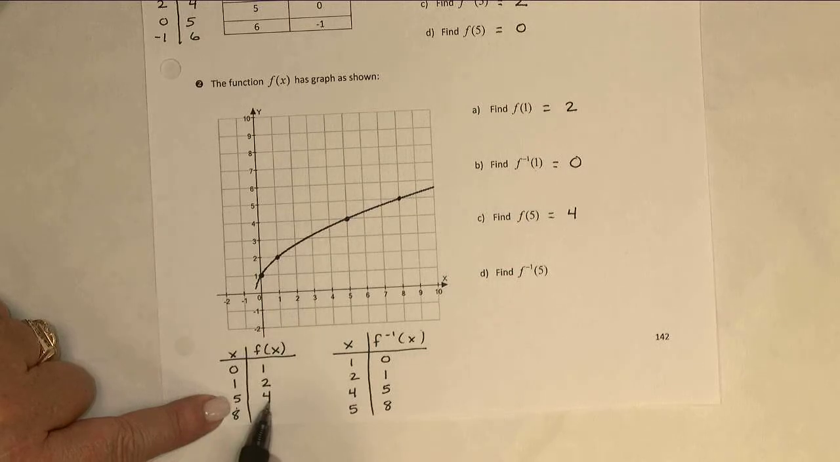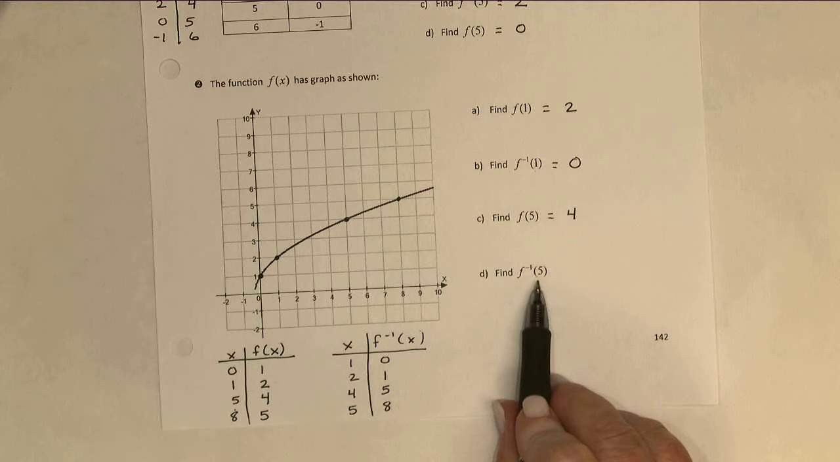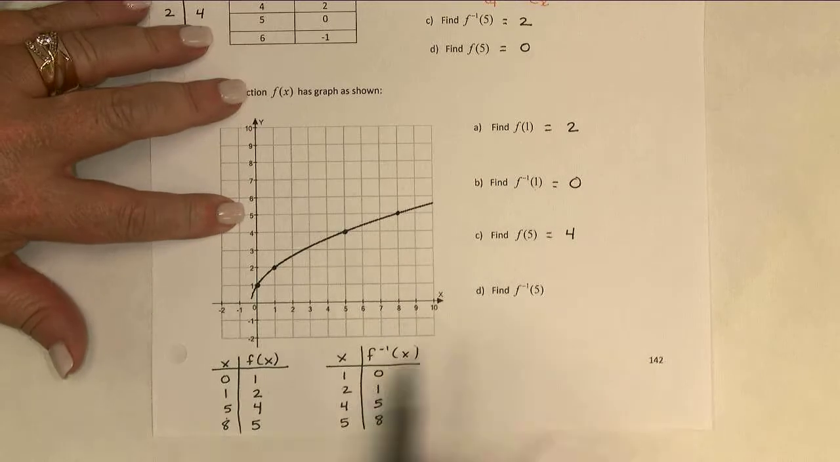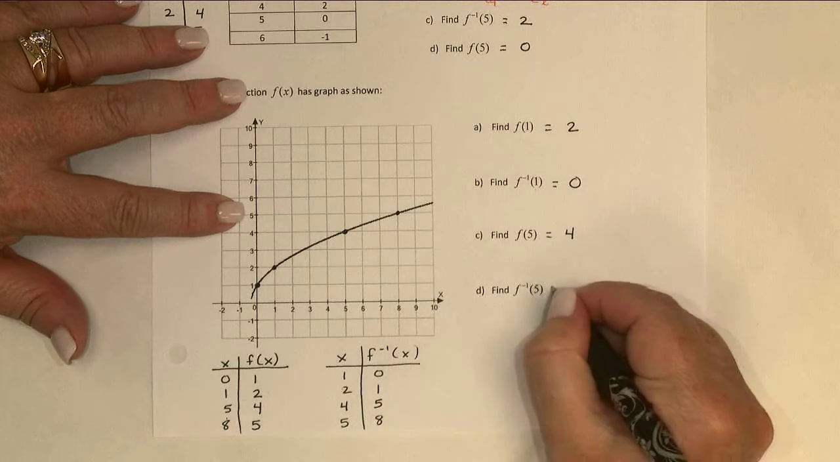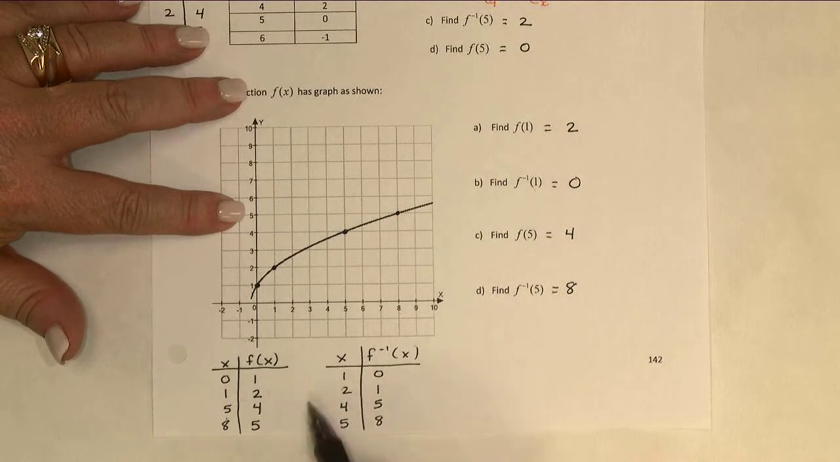Looking at f inverse of 5, now I have to think of that 5 on the graph as being a y value. And so I can go here and say when y is 5, x was 8. Or I can also go to the table I made for the inverse. When the input is 5, the output for the inverse is 8.